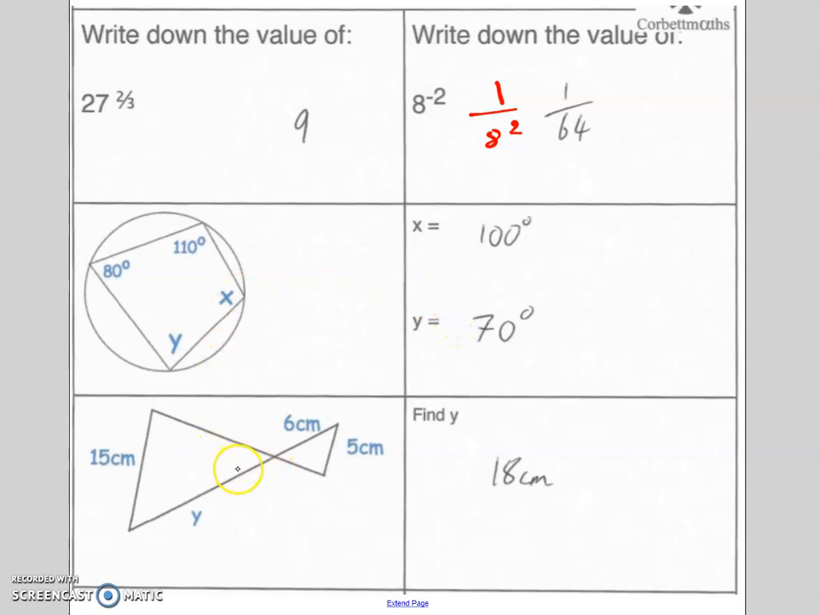So this one here, we've got our similar shapes. Our two corresponding sides are the 15 and the 5. So we would do 15 divided by 5 to give us our scale factor of 3 centimeters. And because we're looking for a longer side, we would do 6 times 3 to give us 18 centimeters.